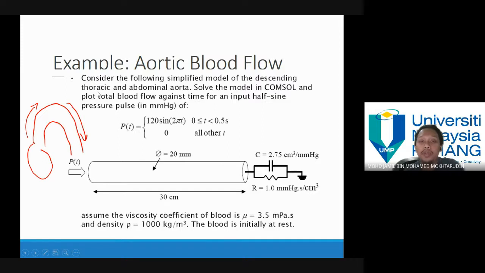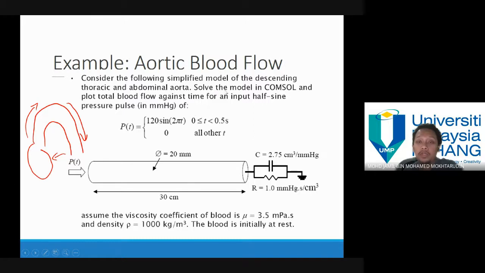There are two types of descending aorta, thoracic and abdominal aorta. The thoracic aorta is the part of the aorta near the heart, while our aorta is actually very long. It goes to our abdomen. The lower part, near the abdomen, we call the abdominal aorta. Basically, it's one aorta, but we separate the section into thoracic and abdominal.